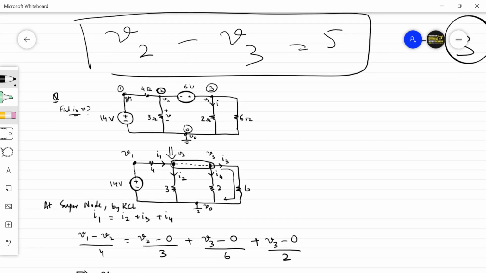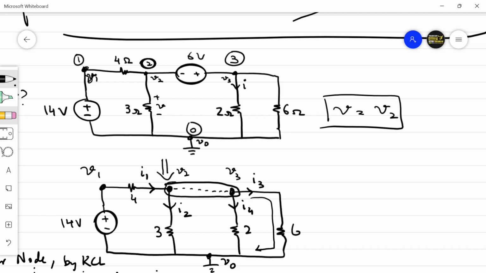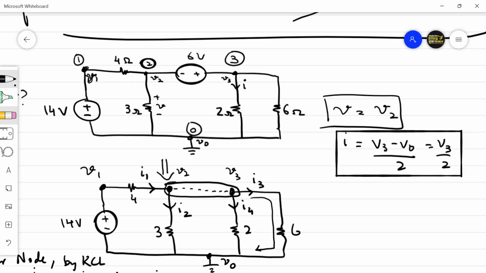V is, if you look at the circuit diagram, V is simply equal to V2. Fine. It's actually equal to V2 minus V0. V0 क्योंकि 0 वोल्ट है, so V is equal to V2. So अगर आपको V2 मिल गया तो you can find out V. And I is simply equal to V3 minus V0 by 2 ohms, or you can say V3 by 2 ohms. और अगर आपने V3 भी निकाल दिया, so you can also find out the value of current I.